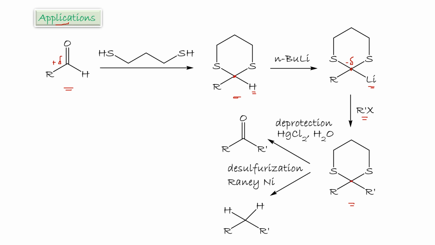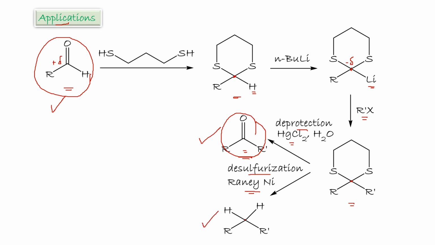this compound. The deprotection of the sulfur using water and mercury chloride gets ketone, so we transform the aldehyde, replace the H with R prime, and obtain ketone. Or we make a reduction, desulfurization, with Raney nickel to get alkane. So this method is useful to transform aldehydes to ketones or higher chain alkane.